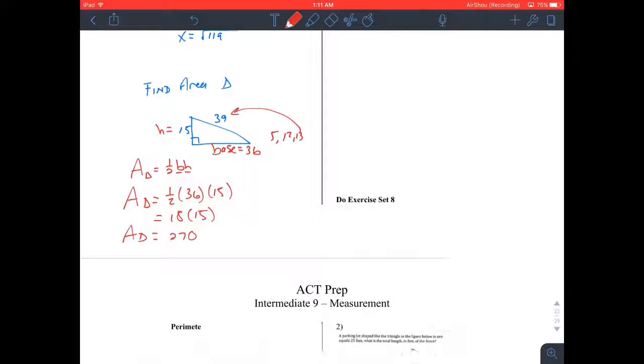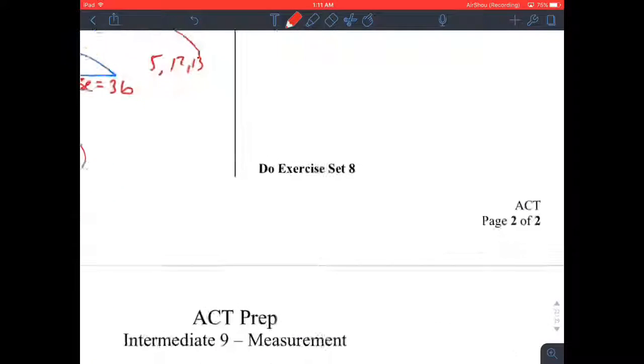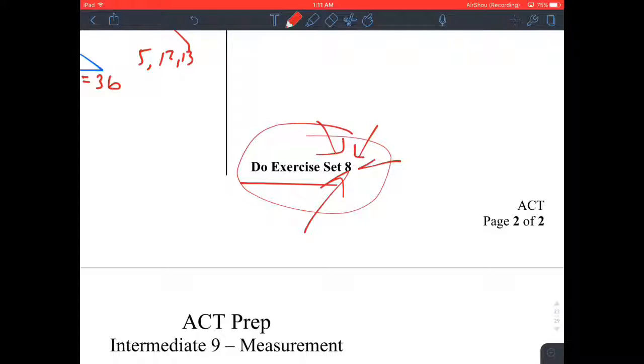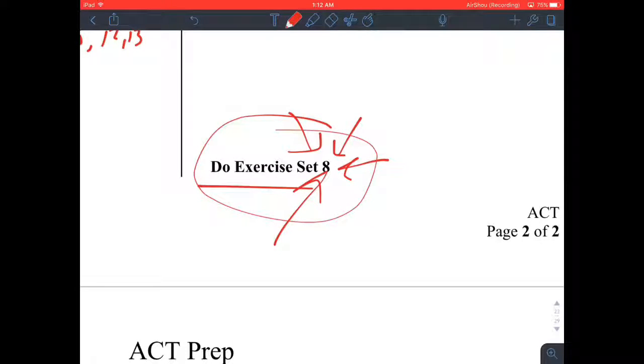Well, great news. Just when you thought your life couldn't get any better, I'm done. Do exercise set 8. 8 reminds me of Joey Bell, Albert Bell if you will. Used to play for the Indians a long time ago.